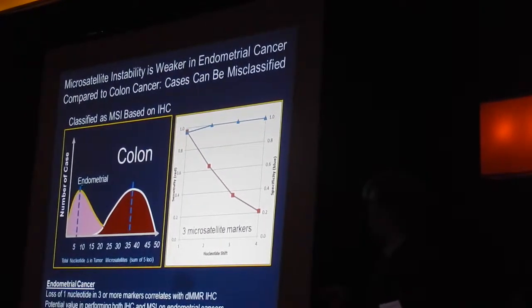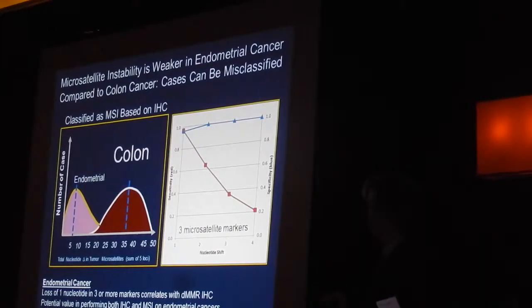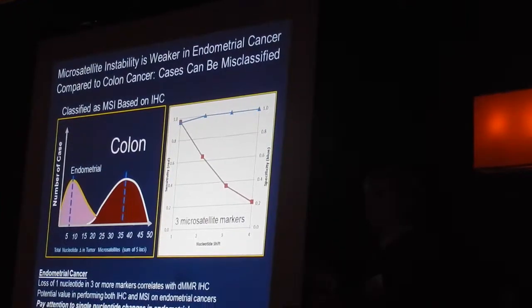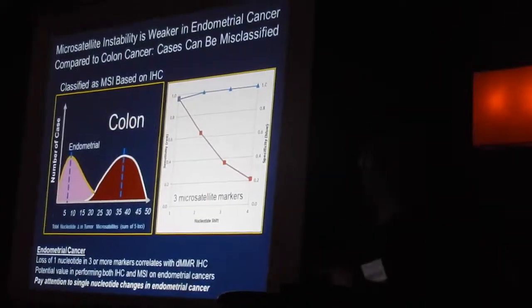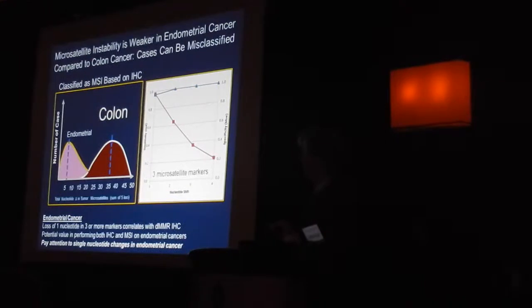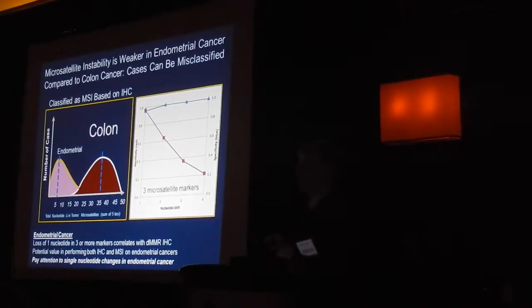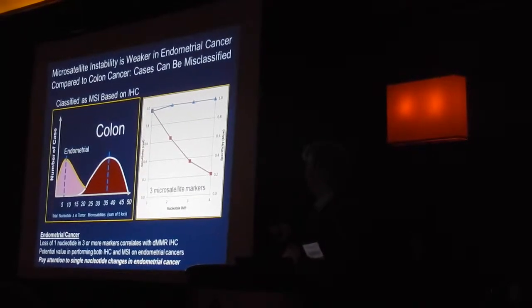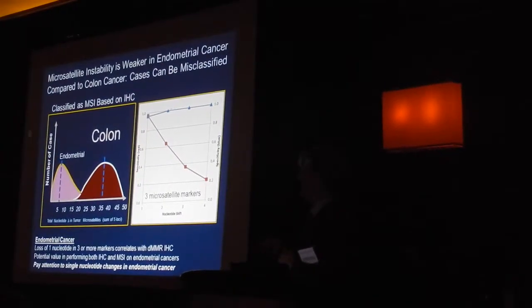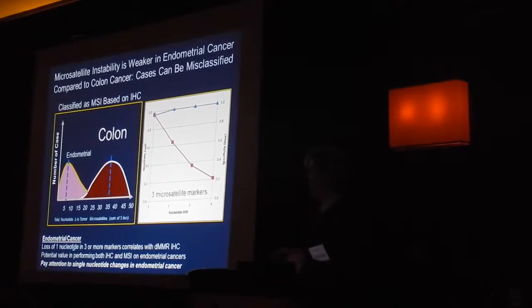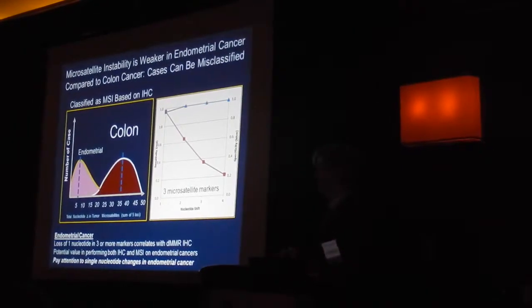And what we see is that endometrial cancer, the shifts are much lower. So we decided to correlate this using immunohistochemistry as a gold standard. And what we found was that when you see a nucleotide shift of 1 in 3 or more microsatellite markers, that has the highest sensitivity and specificity for detecting mismatch repair defects. And that's very subtle and can be easily missed.